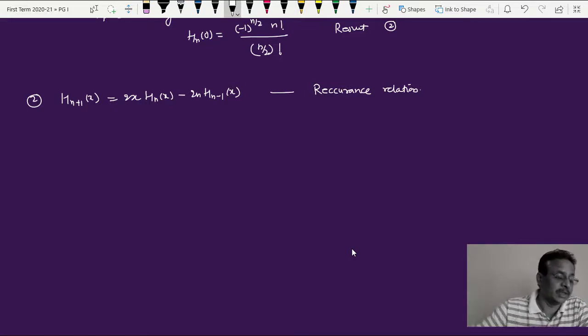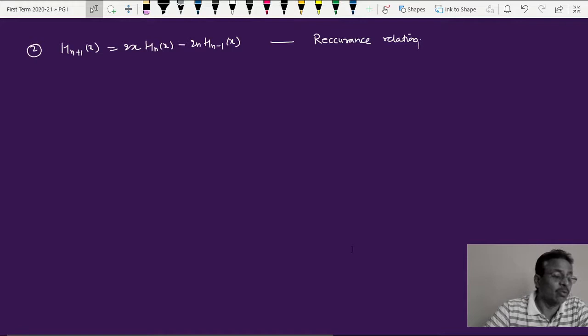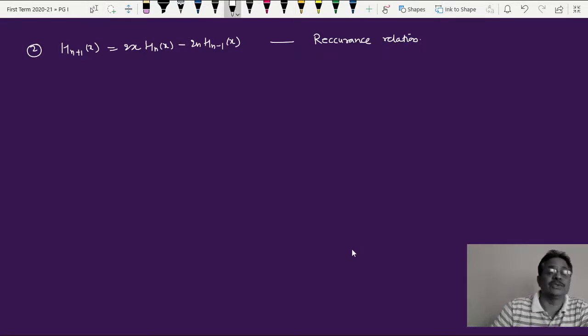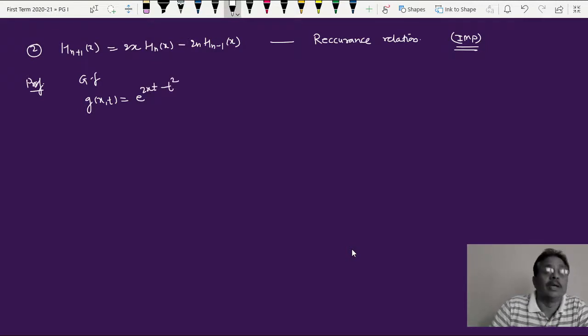Now we have to get this recurrence relation using exactly the similar method that we did earlier in the case of Legendre polynomials. We have done all these things. So proof: from the examination point of view, this is important from the Hermite polynomial. So consider the generating function g of x, t is equal to e raised to twice xt minus t square, given by the expansion summation over n equal to 0 to infinity hn of x into t raised to n upon n factorial. This I know.